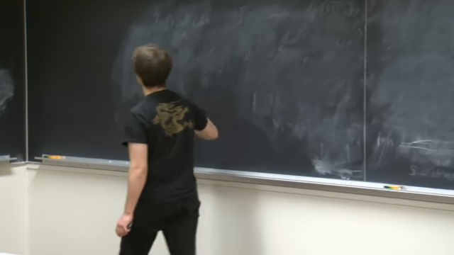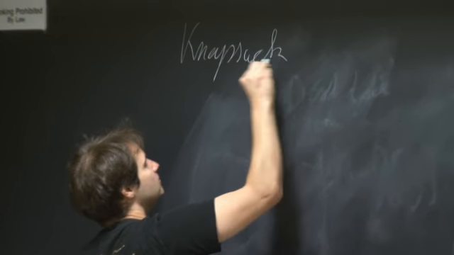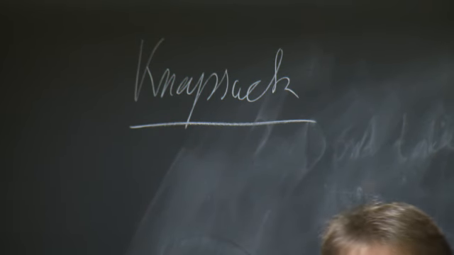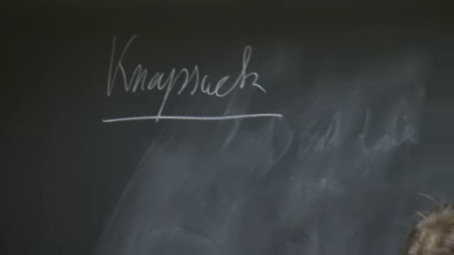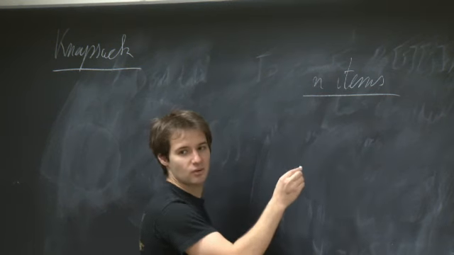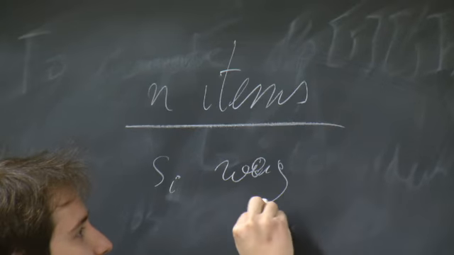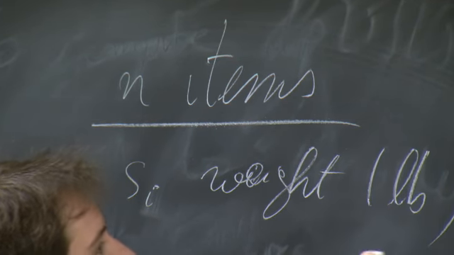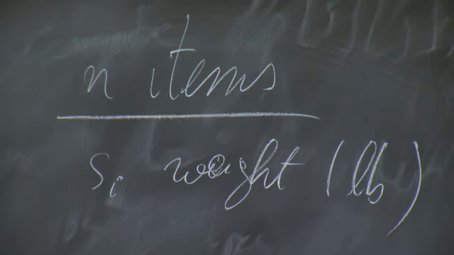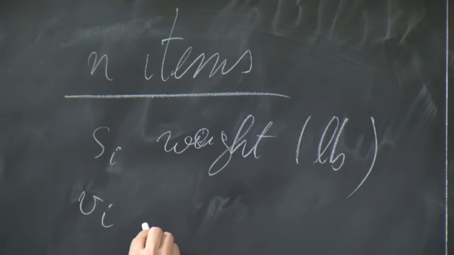OK, so the knapsack problem. The way I look at it, you're a thief. You somehow made your way into a vault. That vault has n items. Each item has a weight of S_i pounds. And after you get out of the vault, assuming you make it alive, you can sell it for V_i dollars on the market. So this is how much money you get out of it.